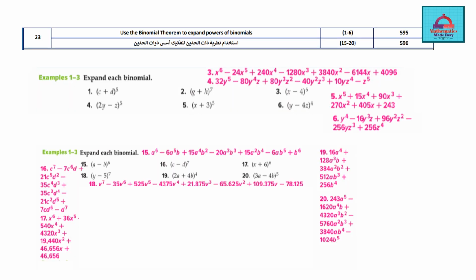So our main motive of making this video is to solve the questions on learning objective 23. As you see, I have put this slide from your exam coverage. Our learning objective is to use the binomial theorem to expand the power of binomials. So we are going to be solving questions from these examples 1 to 3, which are in your book on pages 595 and 596. So let's first understand the concept of binomial theorem and Pascal's triangle and then solve these questions on it.